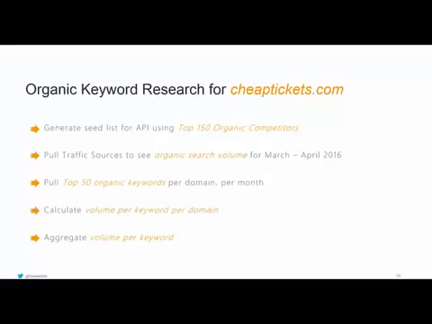So to start with, we're going to go back to cheaptickets.com. We're going to generate a seed list using our top 150 organic competitors. This is the same section we used in the previous use case. We're going to pull traffic sources to see each of those domains' organic search volume for March and April of 2016. For each of those domains, we're going to pull the top 50 organic keywords. Then we're going to calculate volume per keyword for each domain. And finally, we're going to aggregate the volume per keyword. That may sound a little complex now, but we're going to do it step by step, so hopefully it will become clearer. And Adam, what are we looking to achieve with this?